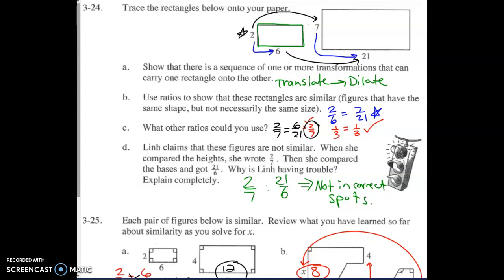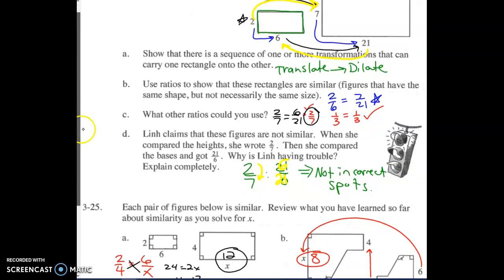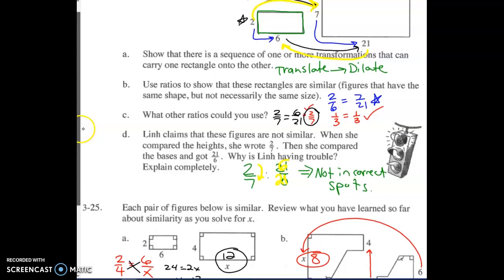Lynn's problem in D was that she was doing it wrong. She was saying, okay, 2 over 7 this way, but then the arrow was going the other direction, 21 over 6. We can't mix up that direction. If you're going 2 over 7, you have to put 6 on top over 21. So they're not in the correct spots. Again, we can pause if we need to fix anything.